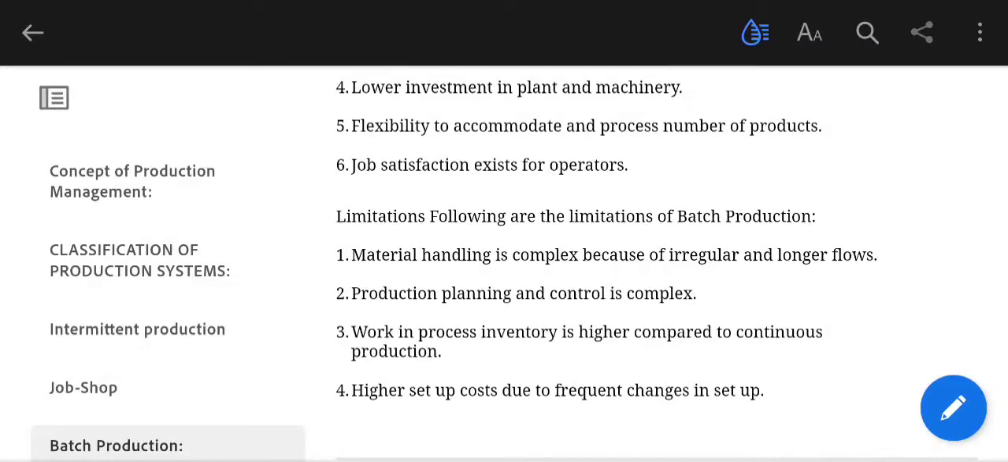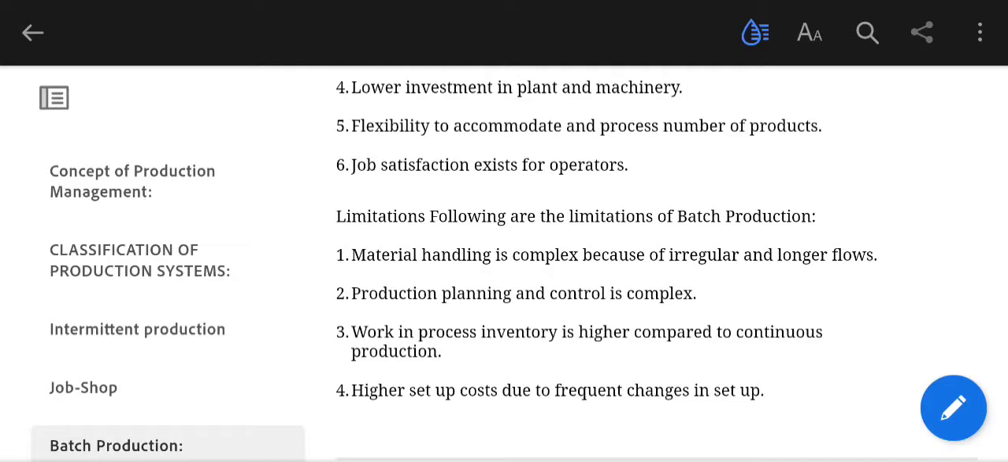First one is what? The material handling is complex because of irregular and longer flows. Because for doing the production of one batch, you need to manage all the materials. And those flows are irregular, because if one lot is not completed, you cannot produce the second lot. Second one, production planning and control is very complex. Now this is a very difficult part in this batch production system.